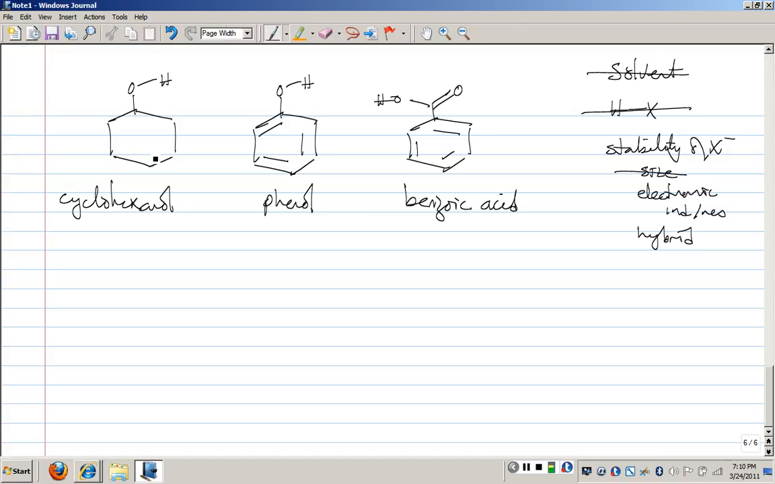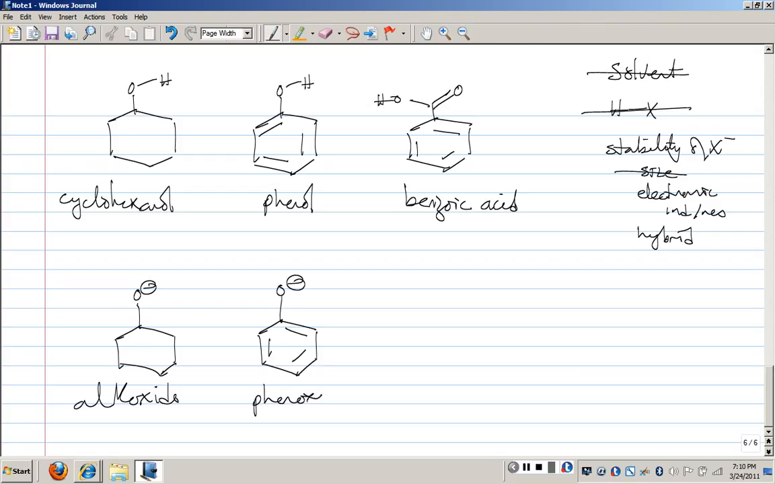And if I look, I'm going to consider what my conjugate bases look like. So here is the conjugate base, which is the alkoxide. This is an alkoxide ion. This would be the phenoxide ion. Right, this is the phenoxide. And this would be the benzoate ion. Well, let's look at the stabilities.